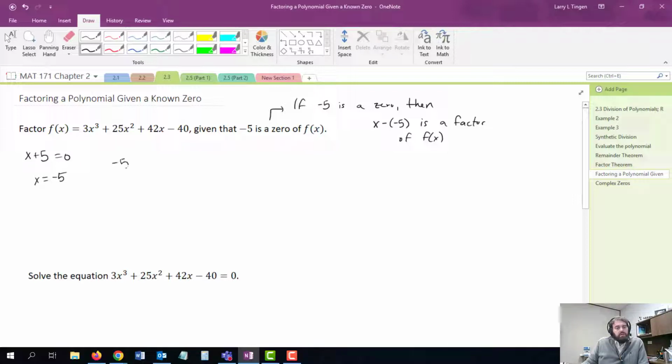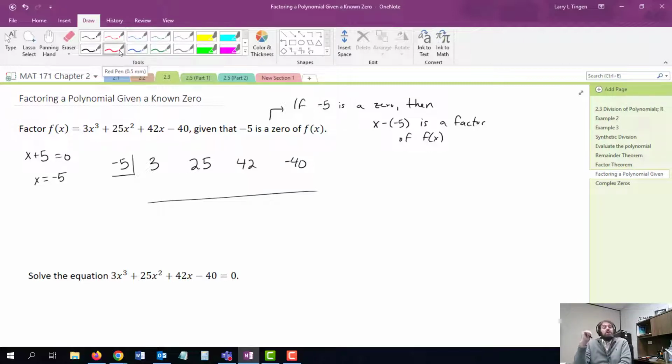There's the negative 5 going in the box. Coefficients, 3, 25, 42, negative 40. So why would I still do synthetic division here? Well, because it's a cubic. So I'm starting out with a cubic. It doesn't have any special form about it. But I know that negative 5 is a 0. If negative 5 is a 0, then x plus 5 divides into it. So that's what I'm going to do here. I'm taking f of x, I'm dividing it by x plus 5.